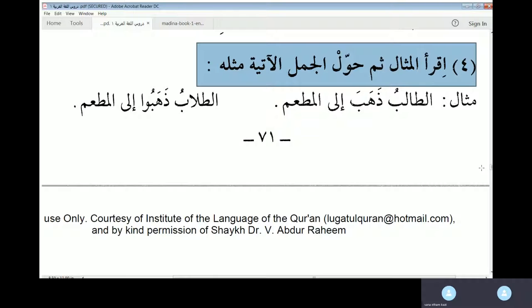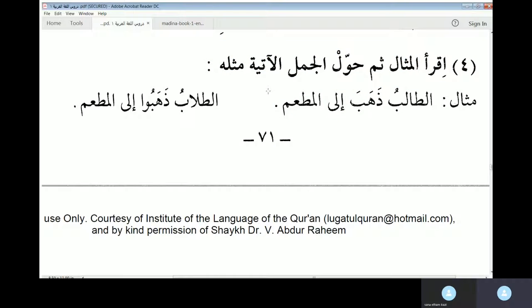Hawalil jumalal atiyata mislahu. Al-misal. At-Talibu. What is the meaning of this question? Read, Ikhra, read Al-Misal, the example. Summa, then, hawwil, change the following sentences like the example. Like it, okay, correct.